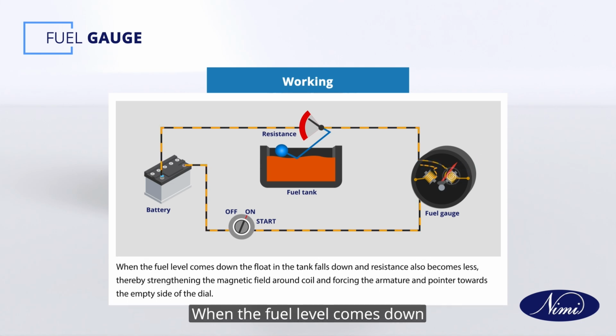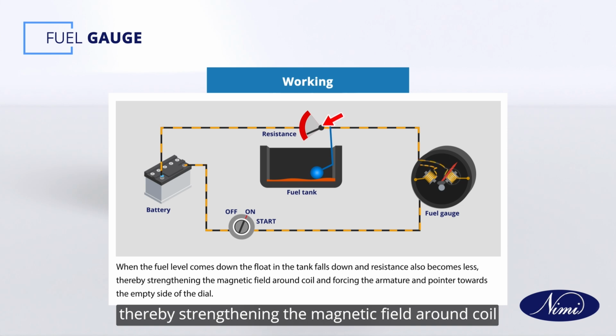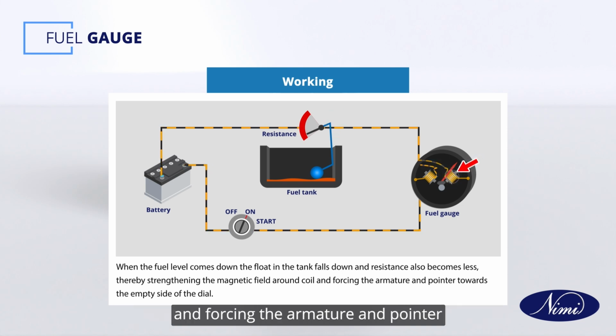When the fuel level comes down, the float in the tank falls down and resistance also becomes less, thereby strengthening the magnetic field around coil and forcing the armature and pointer towards the empty side of the dial.